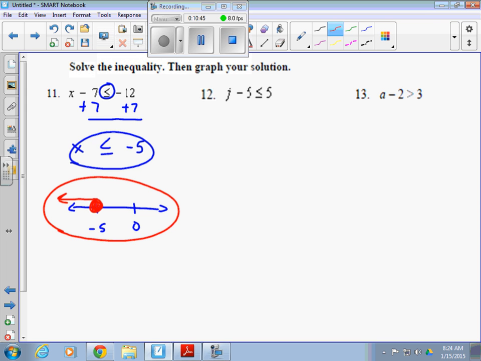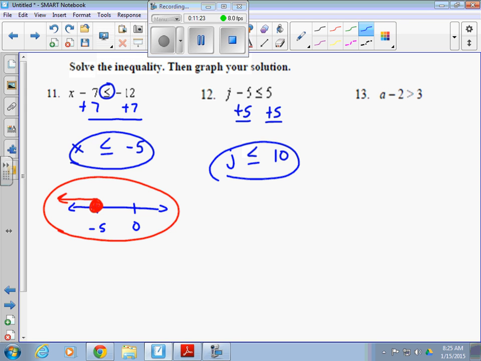Number 12 says J minus 5 is less than or equal to 5. You're undoing minus 5 just like we undid minus 7 on the last one. Add 5. If you add it to the left, you add it to the right. J is something. 5 plus 5 is 10. Again, I keep saying that is something part because you have to determine if you need to reverse the symbol or not. All we did was add 5 to both sides. We did not multiply or divide by a negative number. So less than or equal to remains less than or equal to. J is less than or equal to 10.